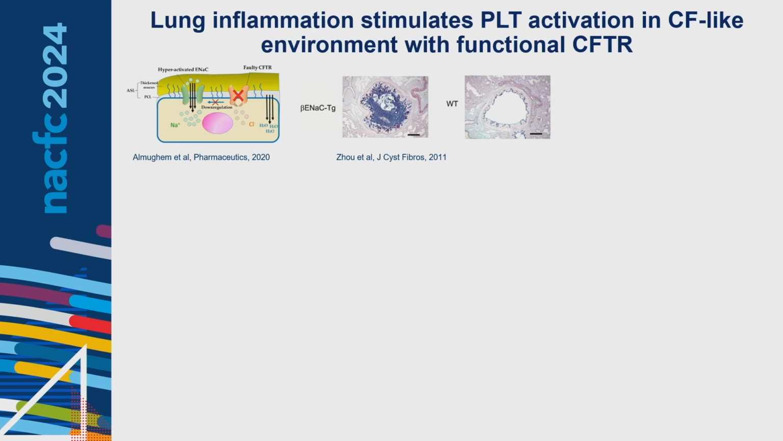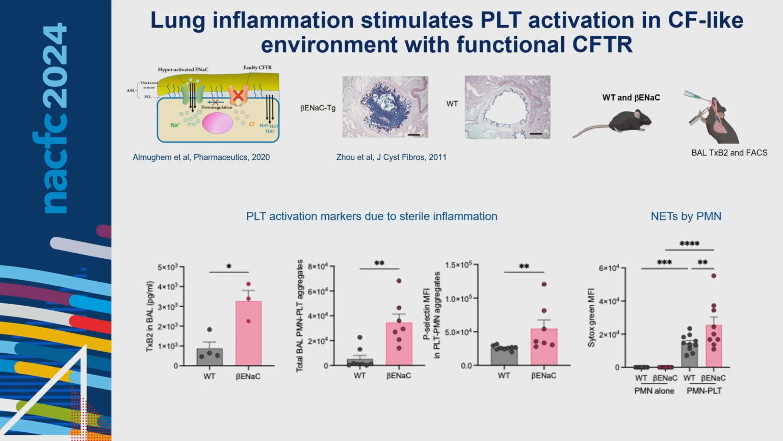And these mice are able to recapitulate a number of lung features present also in CF patients, such as mucus plugging and neutrophil infiltration, in absence of CFTR mutation. So here we have a sterile inflammation without CFTR mutation. And also in these mice, we observe consistently increased markers of platelet activation, such as thromboxane B2, platelet-neutrophil aggregates, and also an increase in platelet membrane P-selectin expression. Again, suggesting that maybe the CF-like inflammatory environment is sustaining platelet hyperactivation.